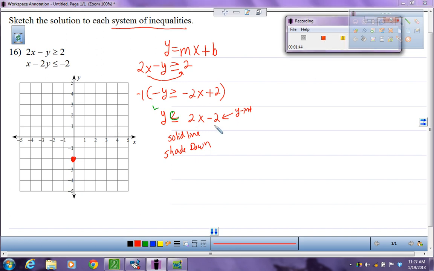Okay, and then my slope here is 2. So make it 2 over 1. So that means change of y is positive, we go up. Change of x is positive, we go to the right. So from here, you're going to go 2 up and 1 to the right. Since it is solid, I'm going to just close the circles. And I can make a solid line now.